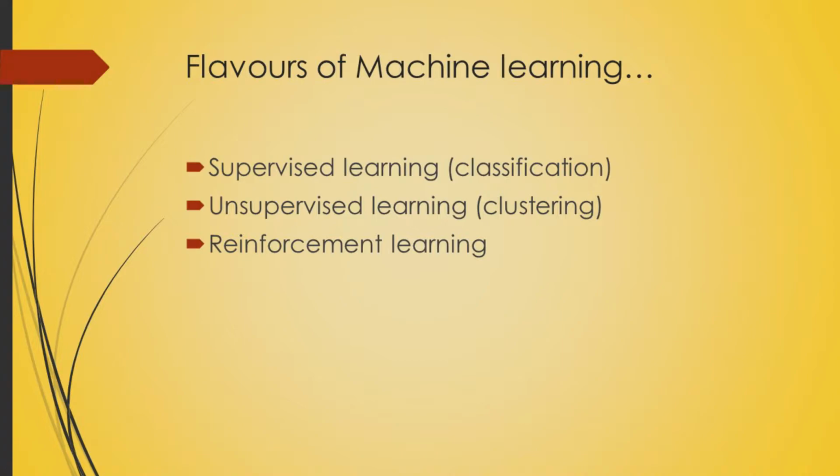So we have looked at what learning is and what machine learning is. Now we want to see the flavors of machine learning, the different types. Basically there are 3 types of learning. The first is supervised learning, also known as classification problems. The second is unsupervised learning, which is normally clustering, and then reinforcement learning. We'll go into depth in each of these. What is classification, what is clustering, what is reinforcement learning is what we shall look at now.